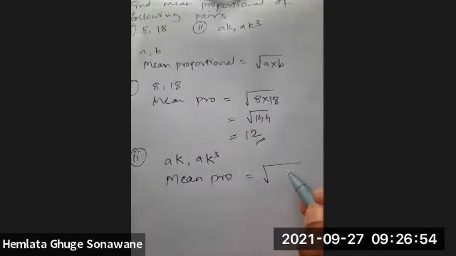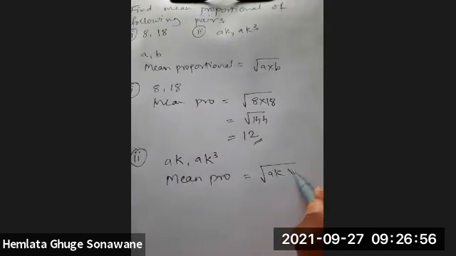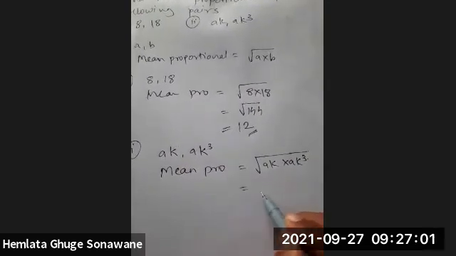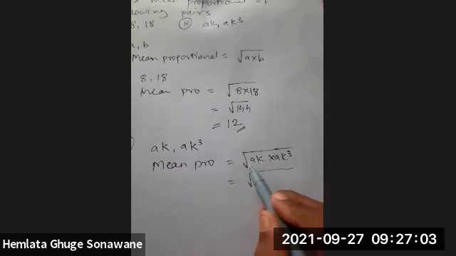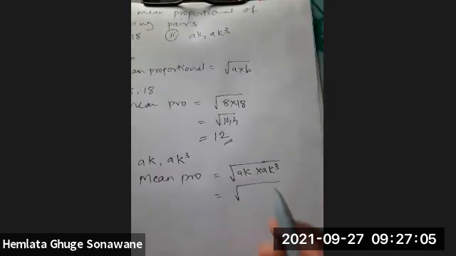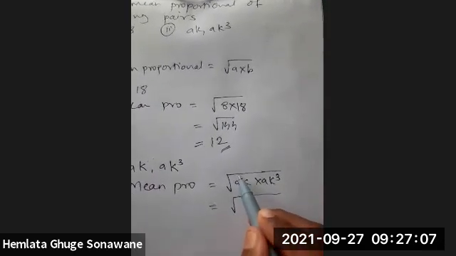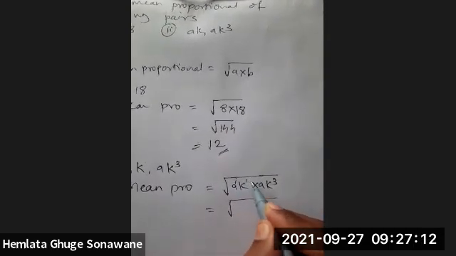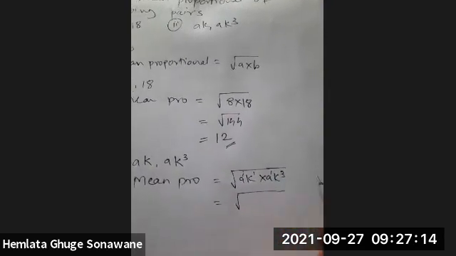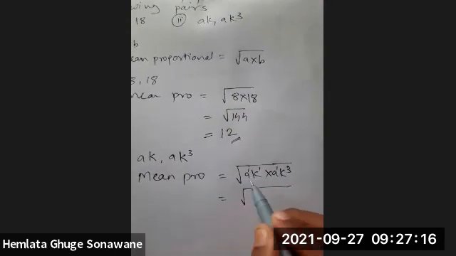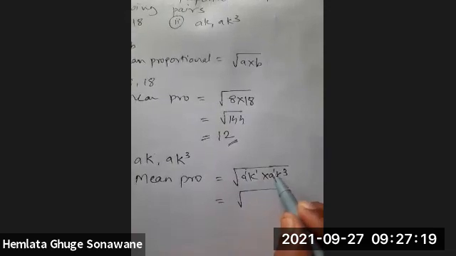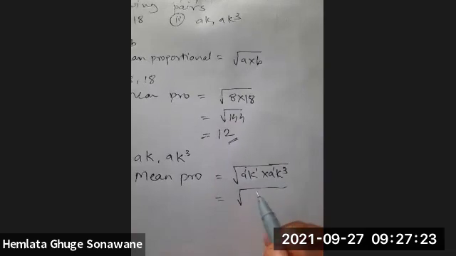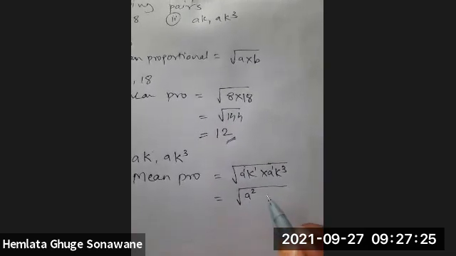No, here what we'll do, I am explaining this: AK into AK cube. Now we add the powers here. These variables are in multiplication, so we'll add the powers. Here there is nothing, meaning it is 1. A raised to 1, K raised to 1, A raised to 1. Now we'll add these powers. So A raised to 1 into A raised to 1 is equal to A raised to 1 plus 1, that is A square. Okay?